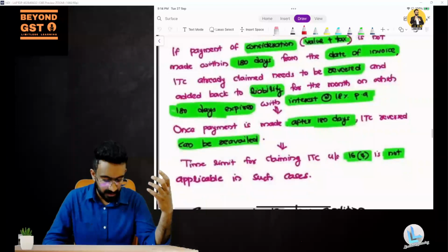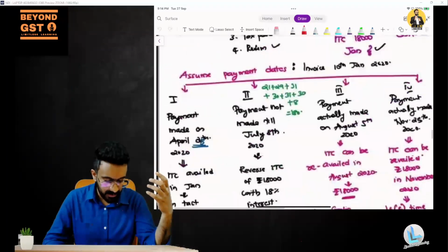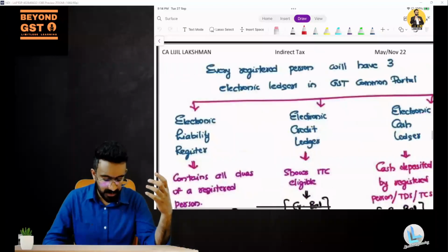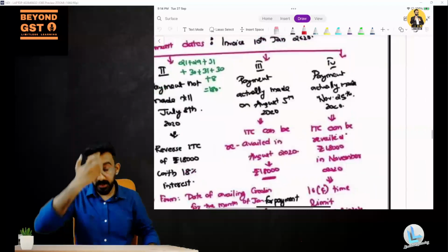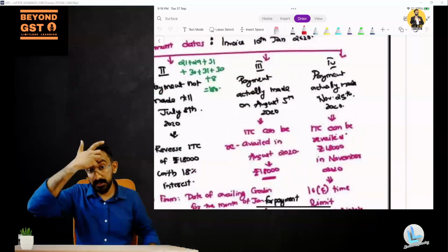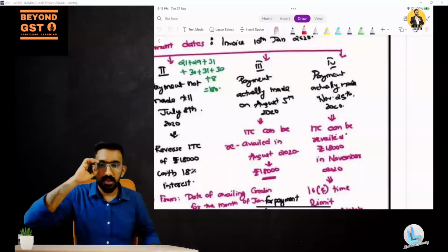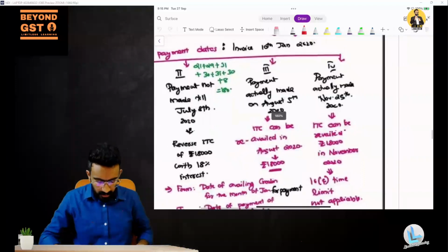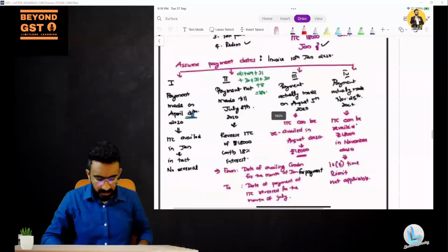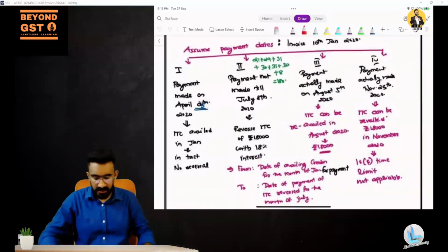Say your invoice date is 10th January, and you actually made the payment in November next year, which means November 2020. Can you take the ITC in November again? Yes, because when you are re-availing the credit after you make the payment, your time limit is not applicable there. So there is another provision like that as well.